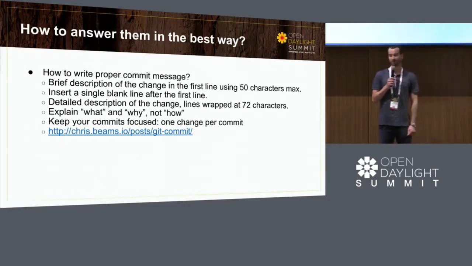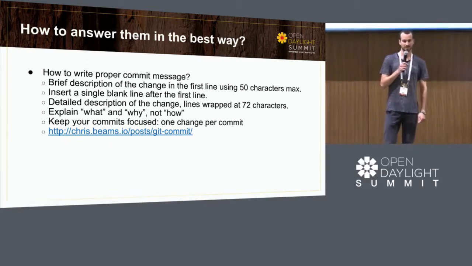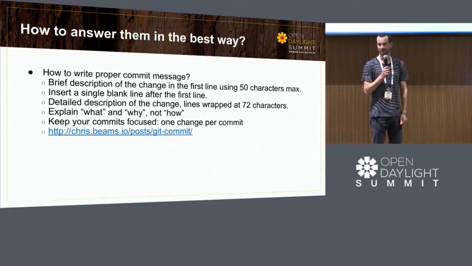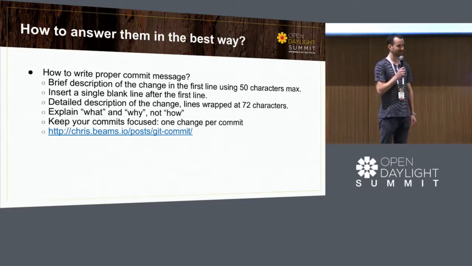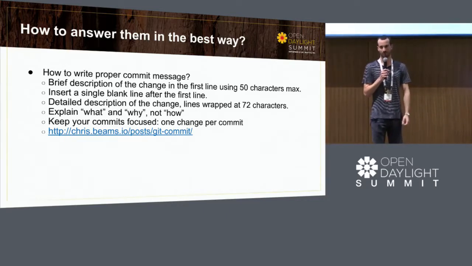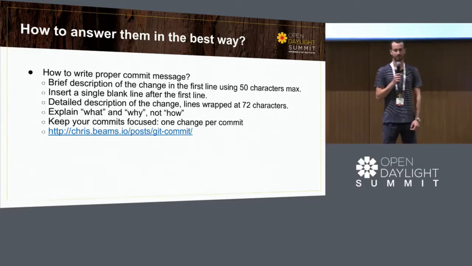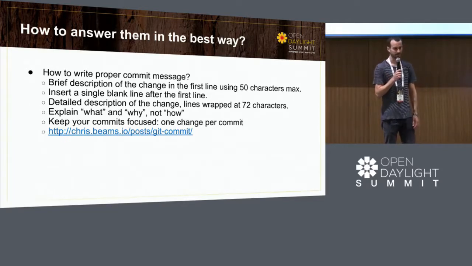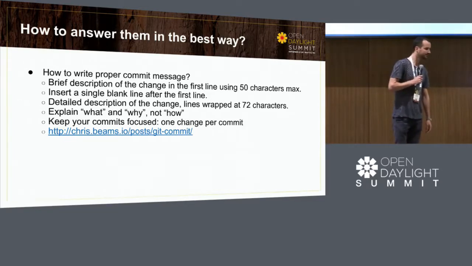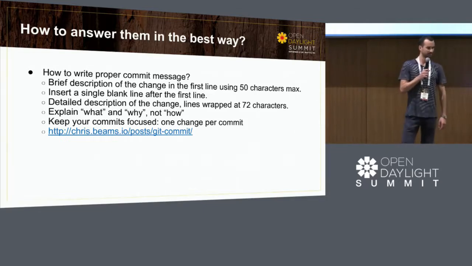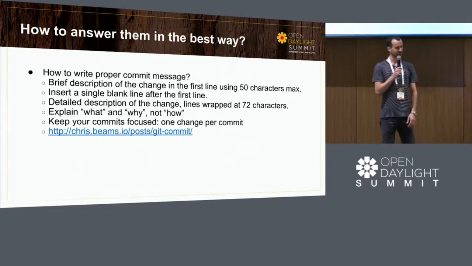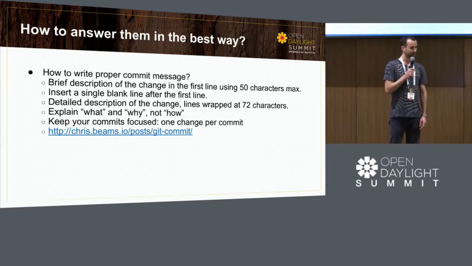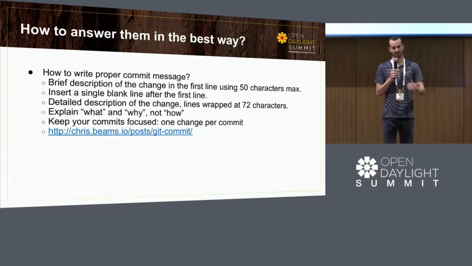Yeah, so the next question is how to write a proper commit message. Now that you're aware of the skills you need to have, when you want to push a patch, the best practice is to create a commit message so it's easy to track down the work being done. So the first line is a brief description, maximum 50 characters. And then you add a blank line and an explanation.